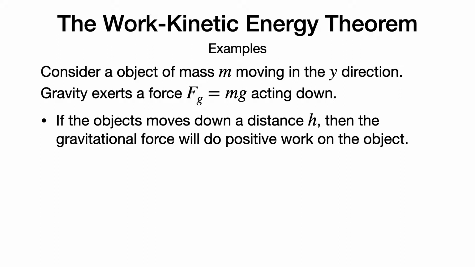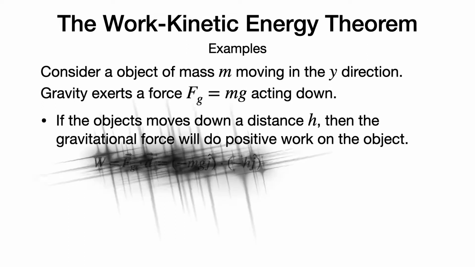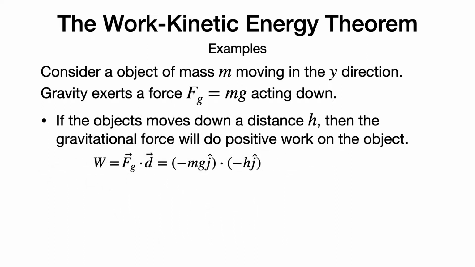Consider an object of mass m moving in the y direction. Gravity exerts a force equal to mass times the acceleration of gravity acting down. Now, if the object moves down a distance h, then the gravitational force will do positive work on the object. That is, the work will be the force of gravity dotted with the displacement. The force of gravity is acting down. That's minus mg times j hat. We are getting a negative displacement of h, which is going to be represented by the vector minus h j hat. If we rearrange this, we wind up with mgh times j hat dot j hat.